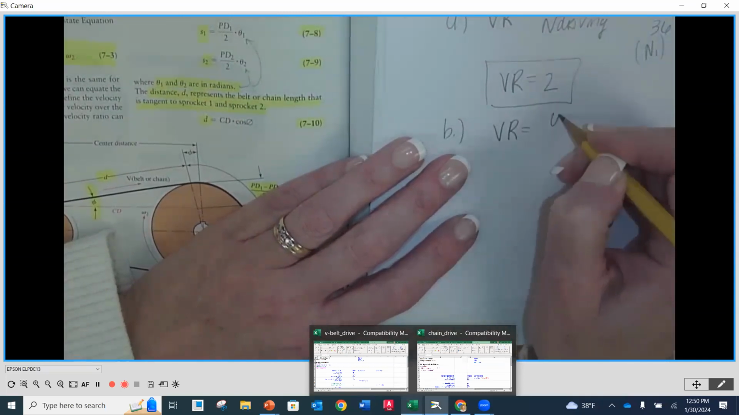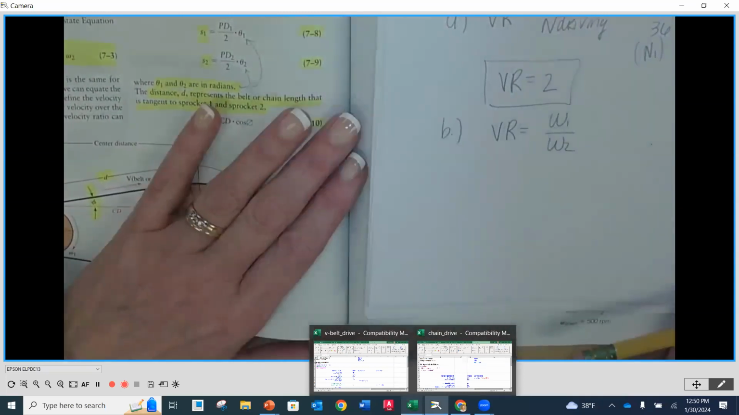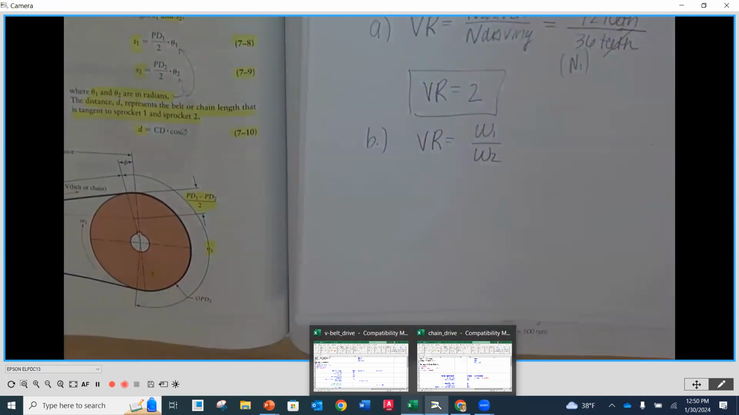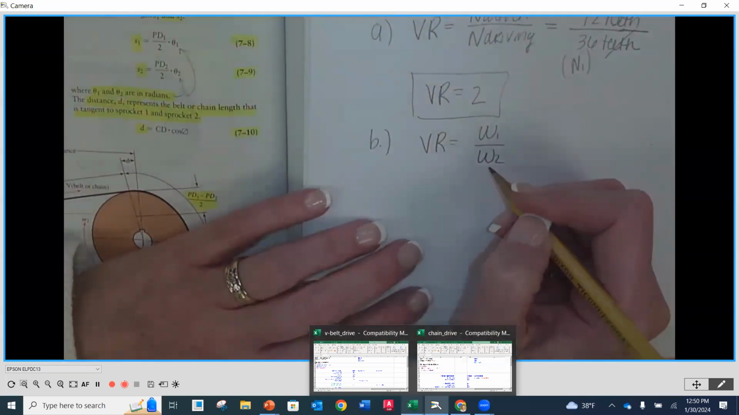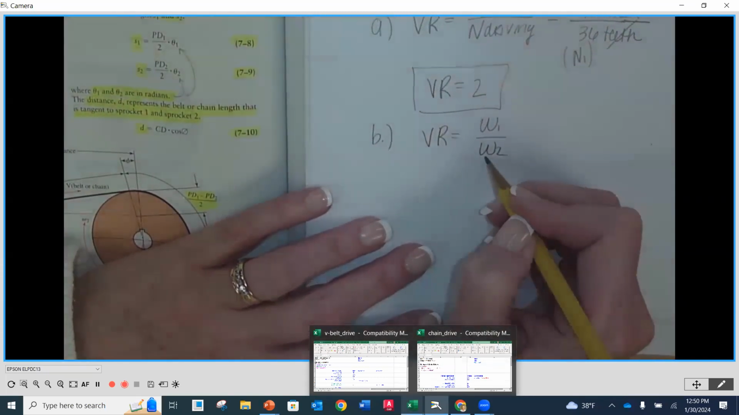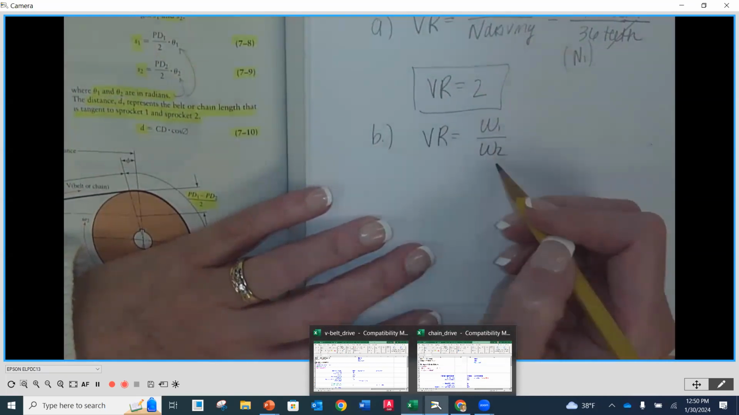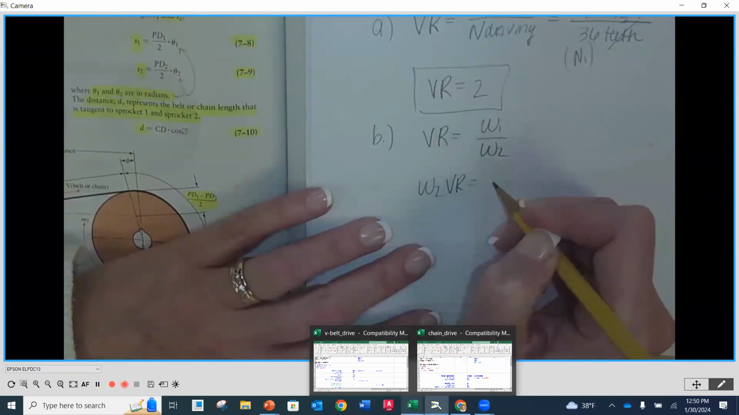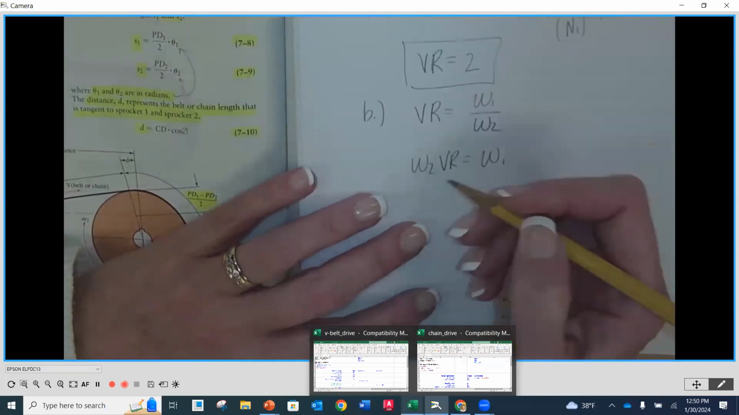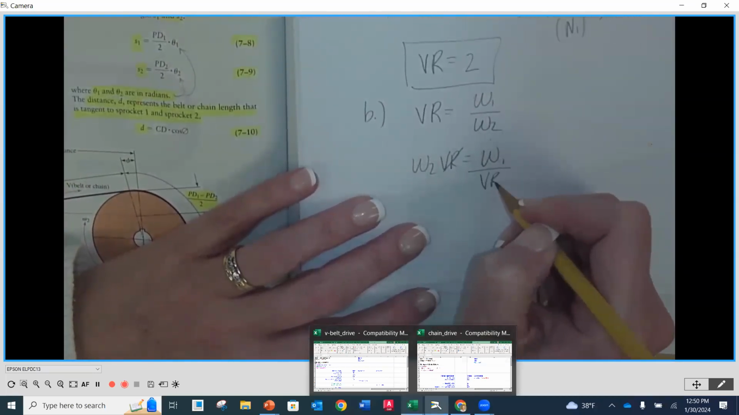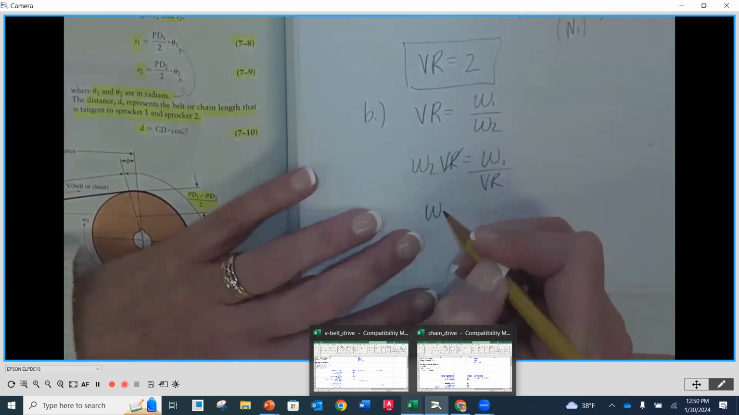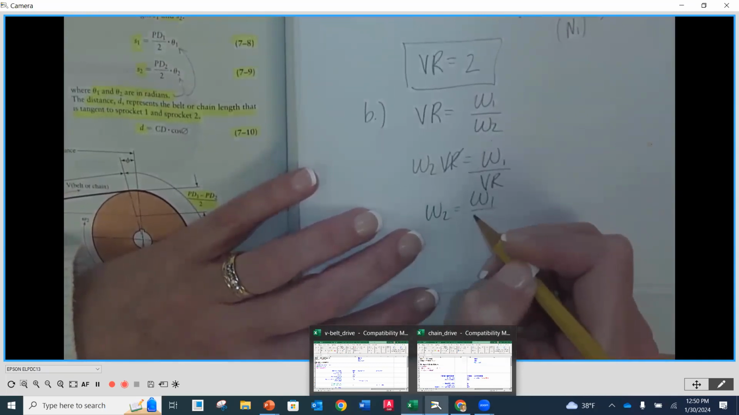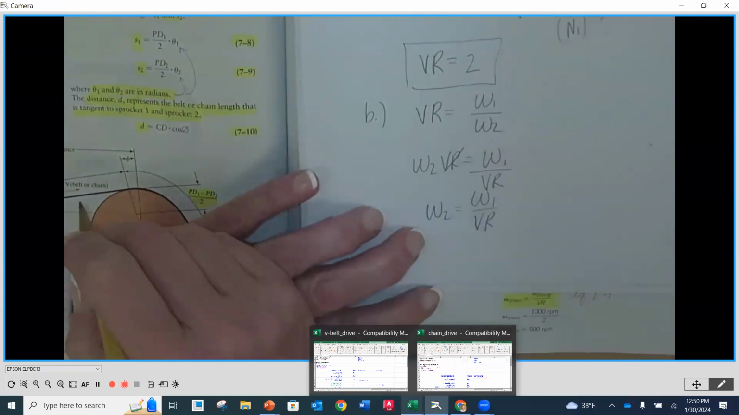Velocity ratio is going to be equal to W1 divided by W2. And then since we're solving for W2, I'm going to rearrange this before I put my numbers in. So I'm going to multiply my W2 up and put the VR underneath. So W2 times VR is equal to W1. And then we're going to divide both sides by VR. So my W2 is going to be equal to W1 divided by VR.